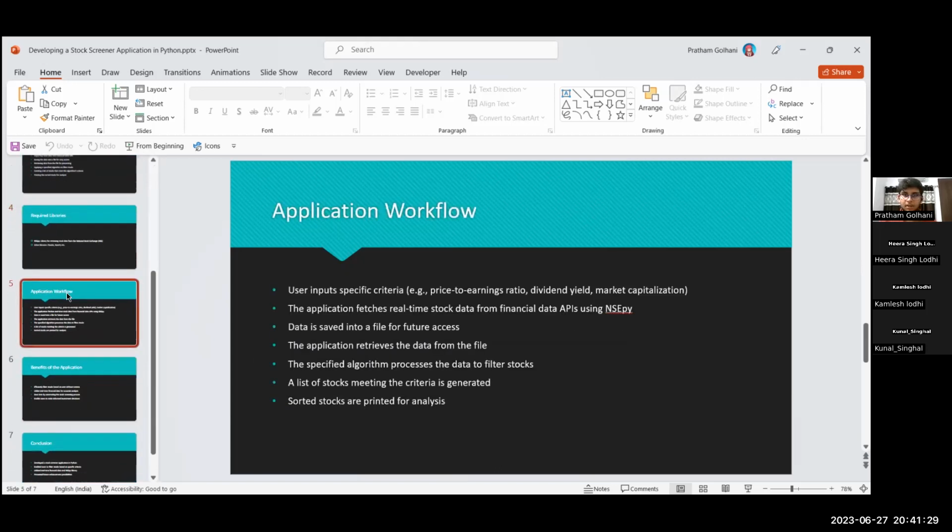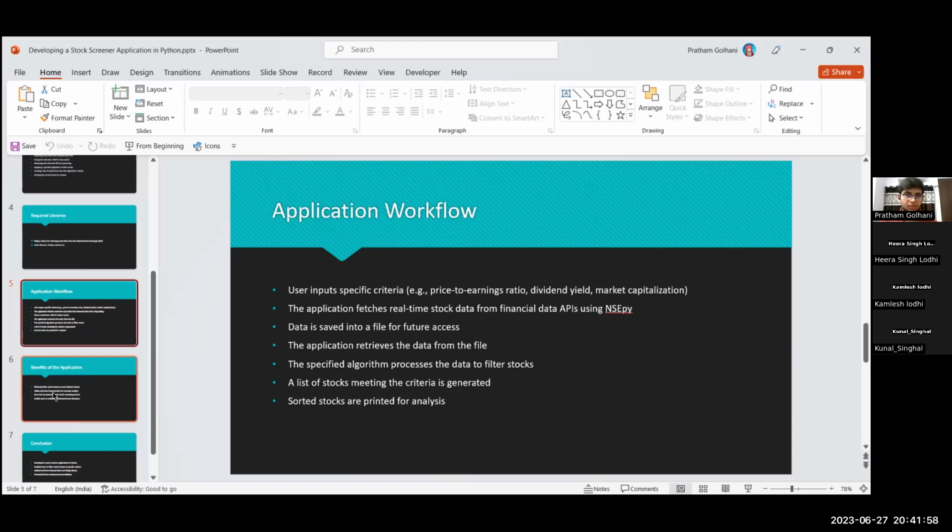Now, the application workflow. The application workflow includes the user providing specific criteria for filtering the stocks. The application then fetches real-time stock data from the financial data API and saves it into a file for future use. The data is then retrieved from the file and the specified algorithm is applied to filter stocks based on the given criteria. A list of stocks that meet the criteria is generated and sorted stocks are printed for analysis.